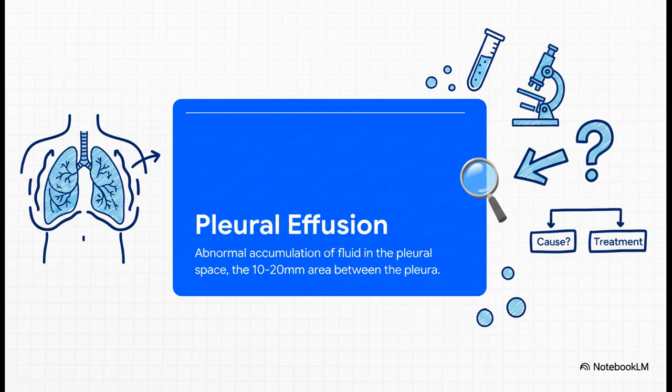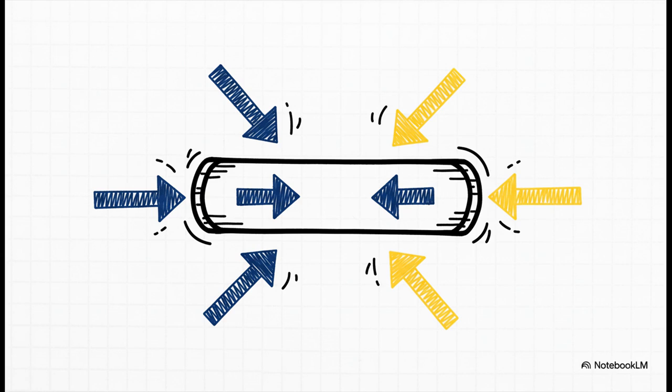So how does that imbalance happen? Well, it all comes down to Starling's forces. The easiest way to think about this is like a constant tug of war. You've got hydrostatic pressure, which is the push that forces fluid out of the capillaries, and then you have oncotic pressure, which is the pull from proteins like albumin that draws fluid back in. A pleural effusion is what happens when that tug of war goes wrong. Either the push gets way too strong or the pull gets way too weak.